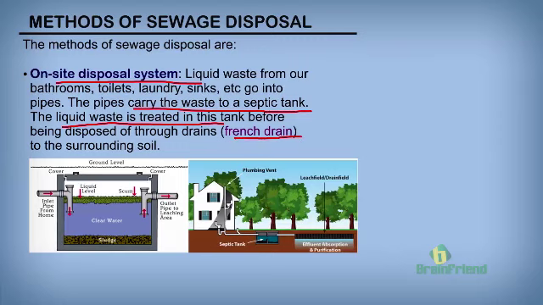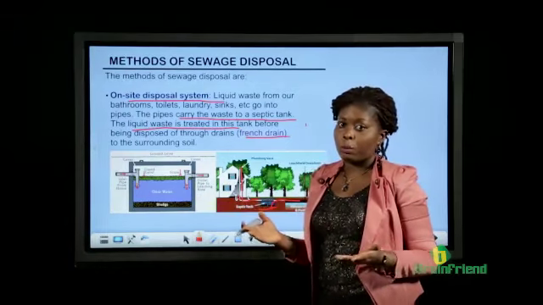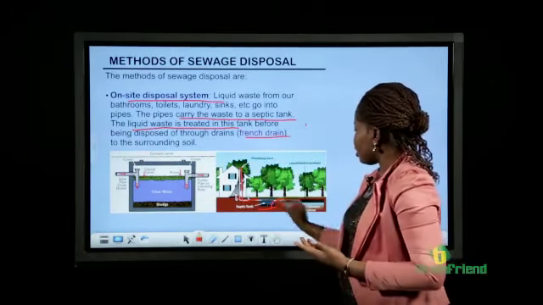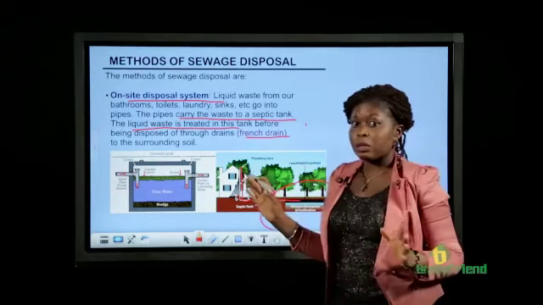So we have an image here. You can see some plumbing fittings in homes that carry liquid waste from the home directly to this septic tank. When they are in this septic tank, they are treated. And after the treatment, they are sent into the surrounding soil. Well, this method is useful, especially if it's just a small home that is making use of this disposal system, because the wastes are just sent into the surrounding. There is no other place they go to.